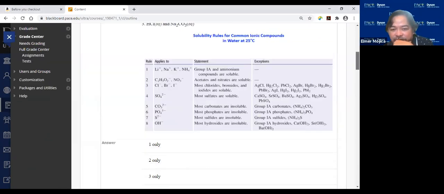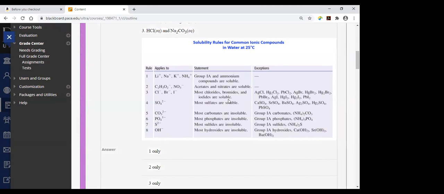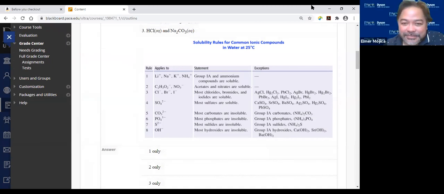This is the solubility rules that is given to you, so you're not going to memorize them. Is that clear? Yes. So that saves you time.